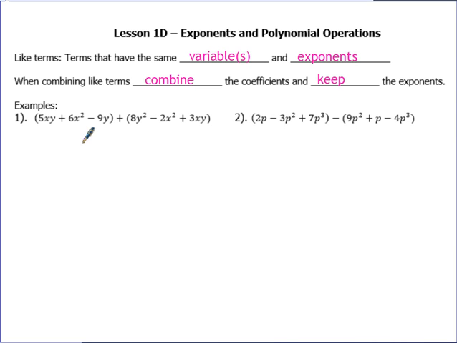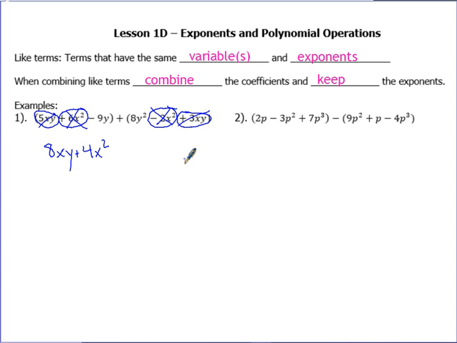Okay, so in this first example, I have a 5xy, so I'm going to go through and look for anything else that also has an xy. So I have 5xy, and then here I have plus 3xy. So combine the coefficients. 5 plus 3 is 8, and the variables and exponents stay the same. So 8xy. Okay, now I have 6x squared, and there's another x squared term right here. Combine the coefficients. Positive 6 minus 2 is positive 4x squared.